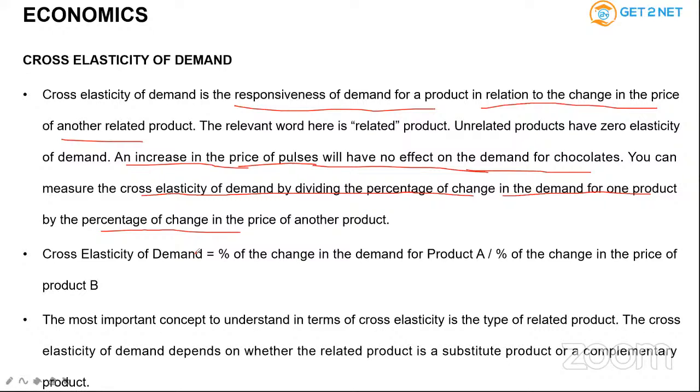Okay. So cross elasticity of demand is equal to percentage change in the demand for product A divided by percentage change in the price of product B. एक का डिमांड दूसरे के प्राइस के साथ, उसको हम बोलते हैं क्रॉस इलास्टिसिटी ऑफ डिमांड.